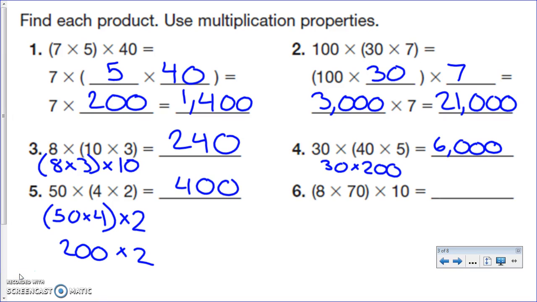For number 6, we're going to shift the parentheses back to do the 70 times 10 first. Okay, then we know 70 times 10 is 700, so we get 8 times 700. And we know 8 times 7 is 56, so 8 times 700 is 5,600.